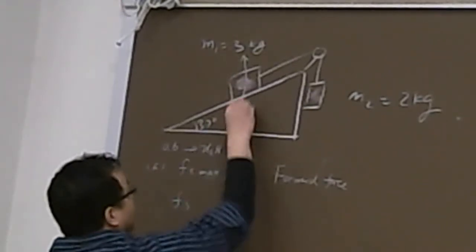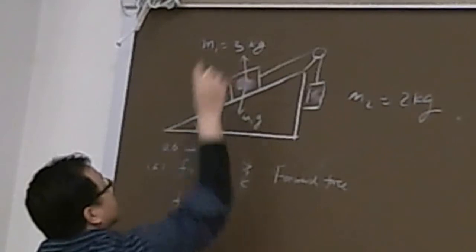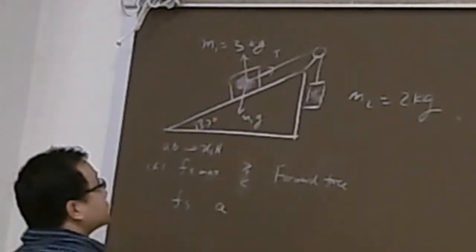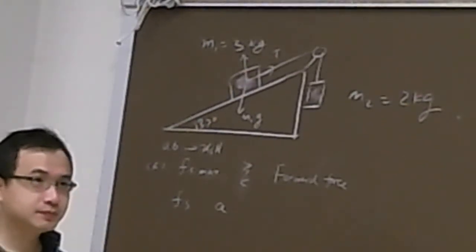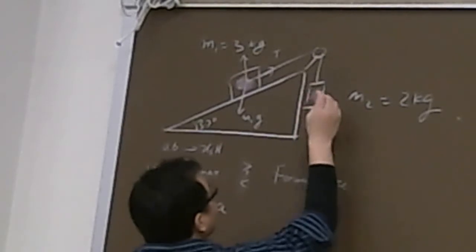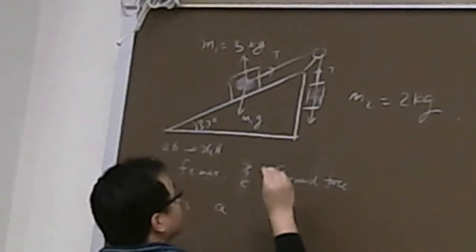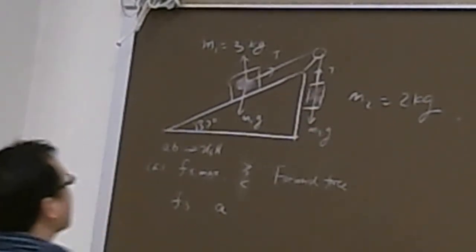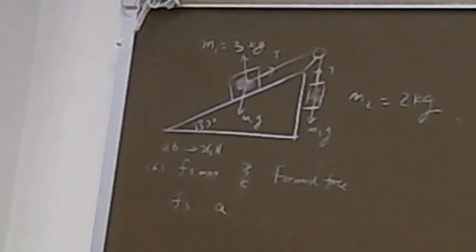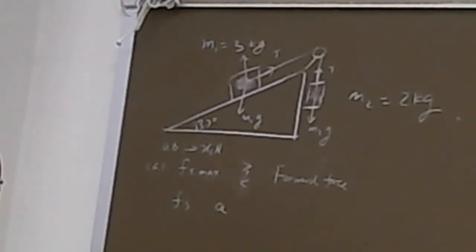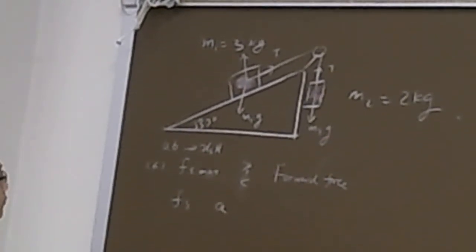Okay? You have m1g here, you have N here, and you have some tension T here. And for this one, you have tension T here, and you have m2g here. I think that's all the forces, right? Initially, it's at rest. So let's determine the forces.